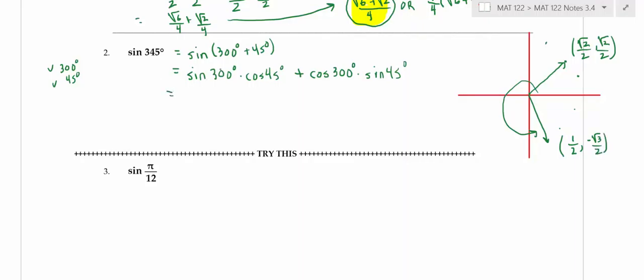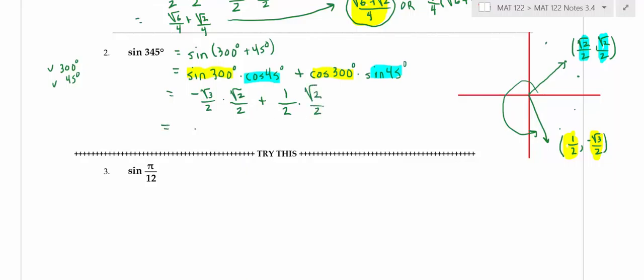So all we got to do is just fill in the blanks on this then. If we're going to do the sine of 300, we just look at the y value, so that y value is going to be negative square root of 3 over 2. Now the cosine of 45 is going to be the x value at 45 degrees, so that's going to be square root of 2 over 2. That's a pretty easy one to memorize. And then the cosine of 300 degrees will take you back to the x value, so that's 1/2. And then finally, the sine of 45 we know is the y value in the unit circle, so that's also the square root of 2 over 2.